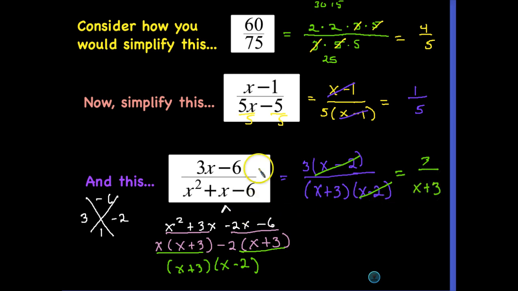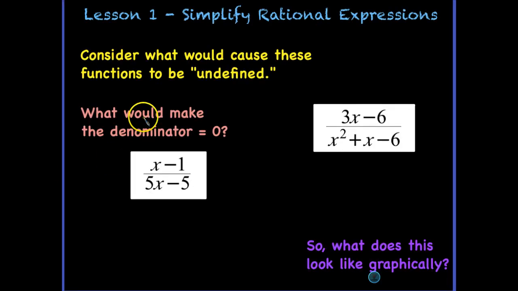Okay, now I have simplified all of these rational expressions. Let's now go ahead and talk about domain. What I want you to consider is what would cause these functions to be undefined. So I have these two functions here. What would cause them to be undefined? Hopefully right now you're thinking division by 0.